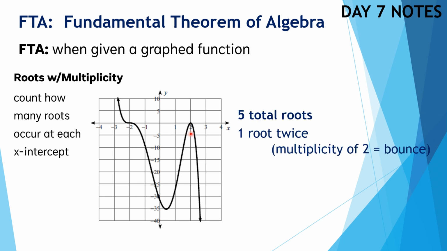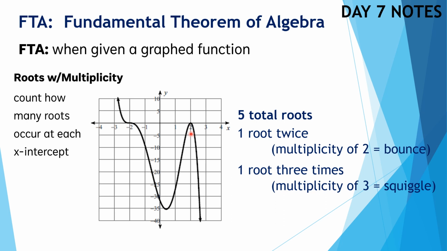Again, one of them happens twice at x equaling 2, that's a bounce. The other one at -2 happens 3 times. It gives us that squiggle shape. It's a multiplicity of 3.